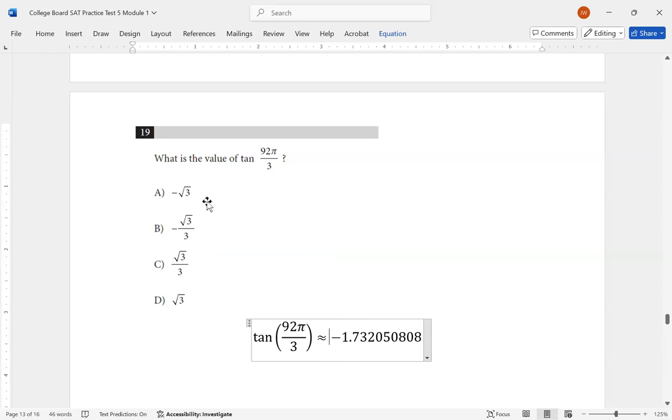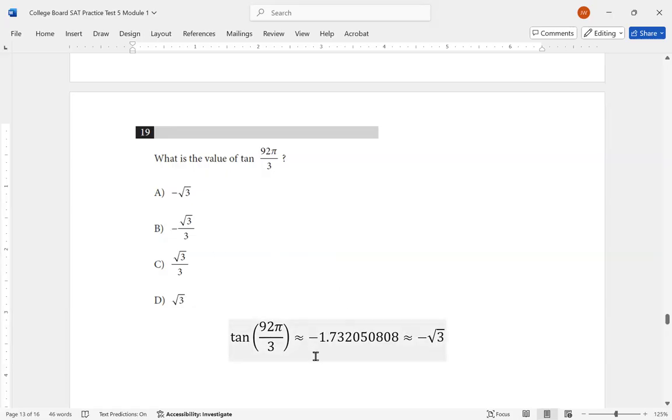So compute negative square root of 3 on the calculator, and then compute negative square root of 3 divided by 3 on the calculator. And you'll see the one that is negative 1.73205, et cetera, that is basically negative square root of 3. So negative square root of 3 is the answer, and that's A. That's how I would have done that.